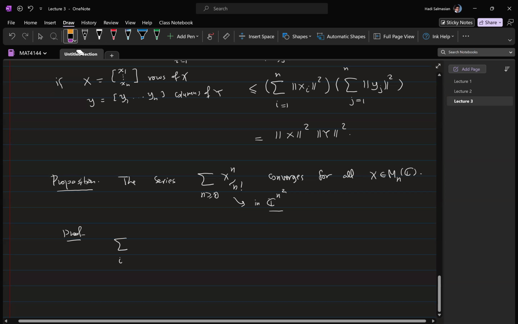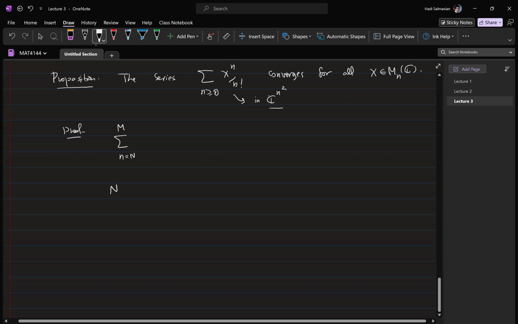So if you take some tail part, with n starting from some n to some m, with n and m very large. So this means n is very large. And you take the sum. By the properties of the norm, it's at most the sum of norm x to the n over n factorial, for n from n up to m.